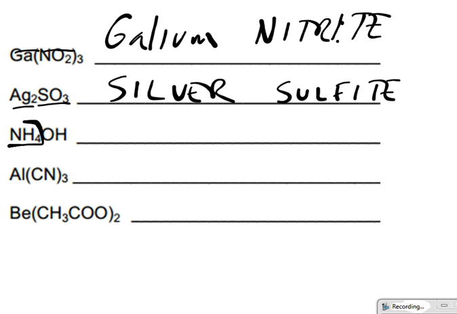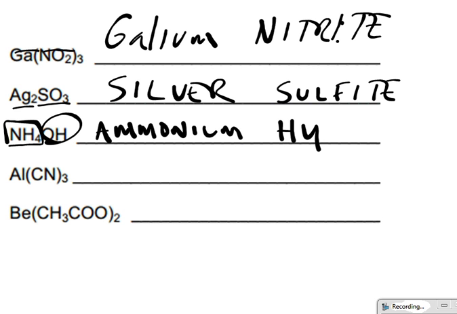NH4 is one of the ions you have to remember. It's the only polyatomic positive ion. That is ammonium, so I'm going to write ammonium right here. Ammonium, and then OH, polyatomic ion, hydroxide. So hydroxide, I just name it from memory. All these are going to be named from memory.